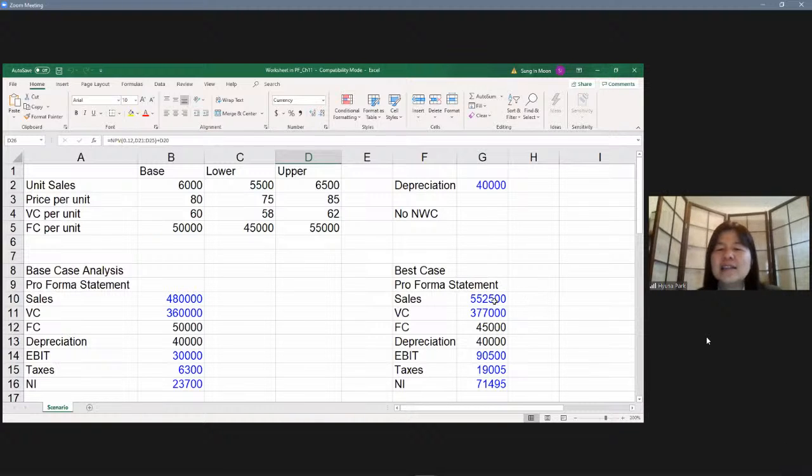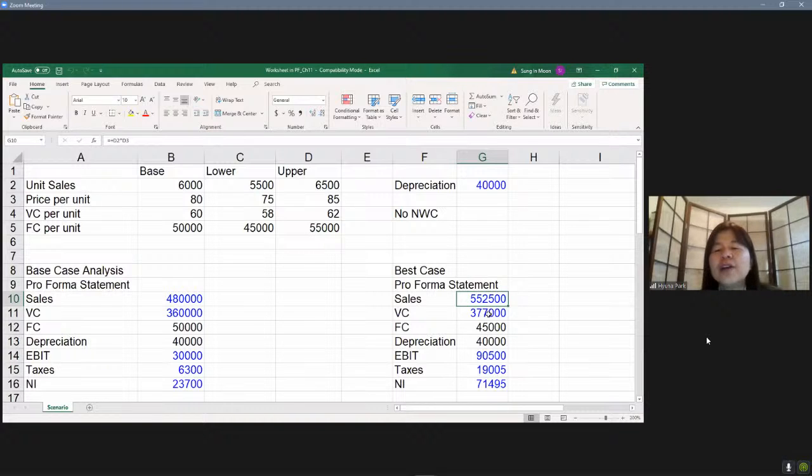So this sales number, the best case sales number. Best case revenue is when the company sells the largest amount at the highest price. That's why we are using this 6,500, the largest amount, and multiplying by the highest price. So that's the best case sales.